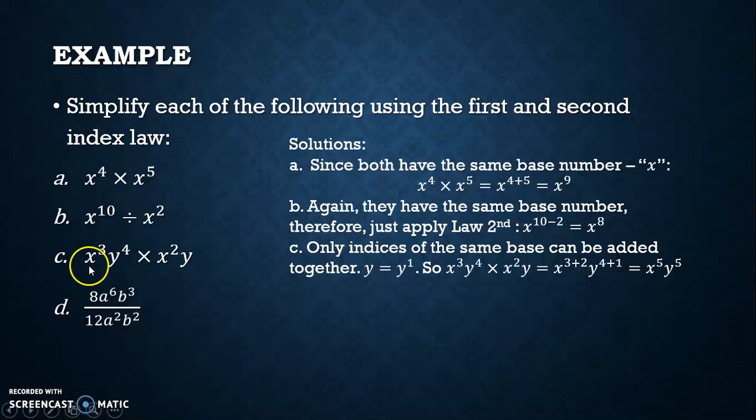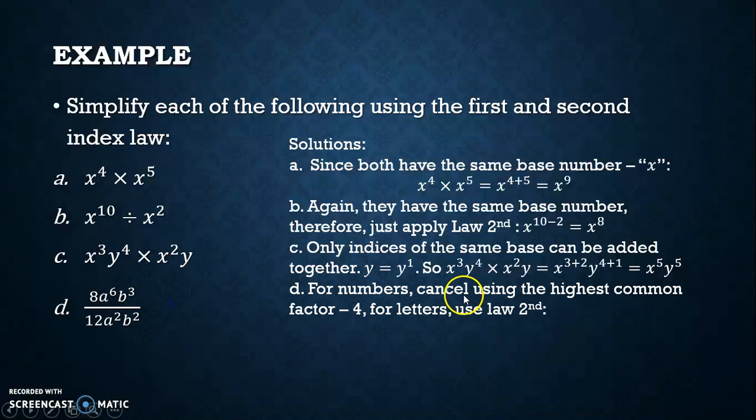So index laws apply to the same base. When you have different bases multiplied together, you have to rearrange the order of multiplication so that you can add the indices of the same base together, multiplied by the indices of another base to the power of its own indices. The last one is basically in a division mode.